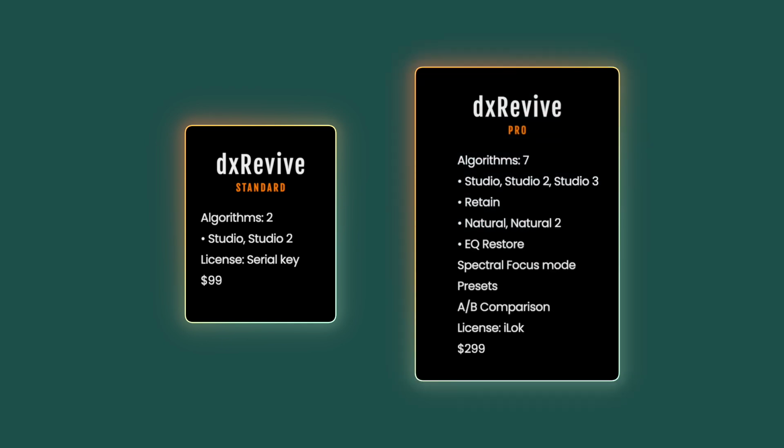dxRevive Pro includes 7 algorithms. You get Studio, Studio 2, and Studio 3, Retain, Natural and Natural 2, and the new EQ Restore. Spectral focus mode to fine-tune across up to 4 frequency bands. Presets, an A/B comparison function, and it's licensed via iLok.